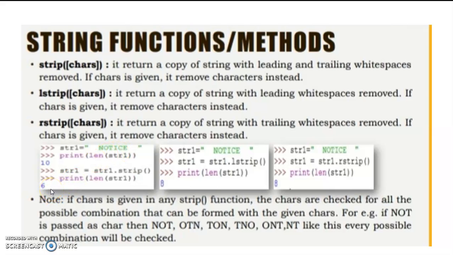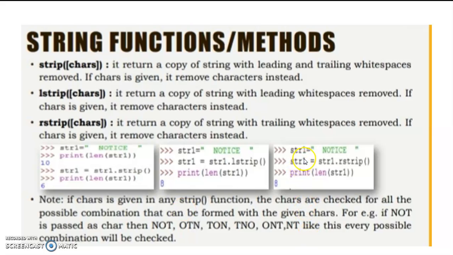No space characters included. See in this example, str1 is equal to notice. Here also leading and trailing spaces. Then str1 dot lstrip. Lstrip will remove only the leading white space. Then print the len of str1. See here 8. Because here the trailing white space is not removed. That's why here the length of the string is 8.